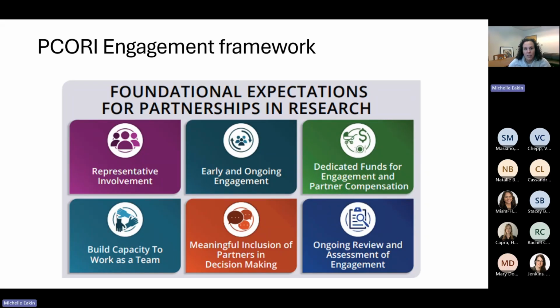Meaningful inclusion of partners in decision-making, making sure that all parties agree with everything. Some decisions may have to be compromises in order to meet the needs of all the stakeholders. And then ongoing review and assessment of engagement. They're constantly looking at how we can do better and how we can improve our engagement processes.